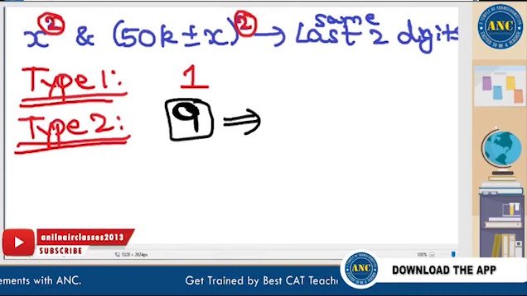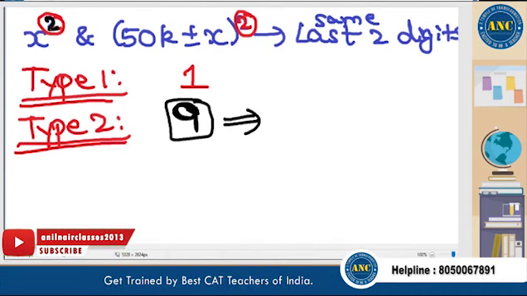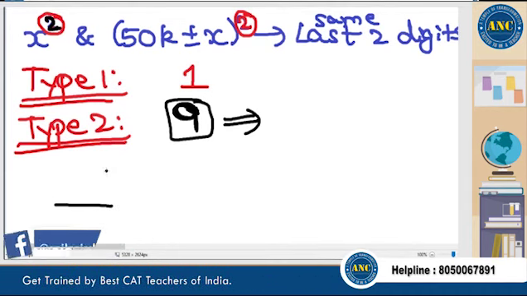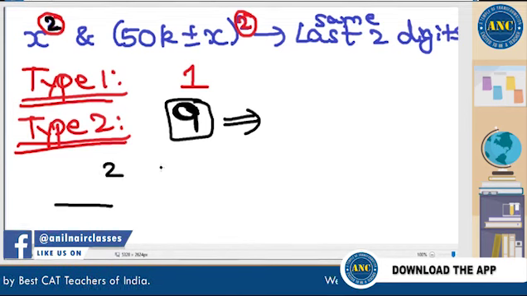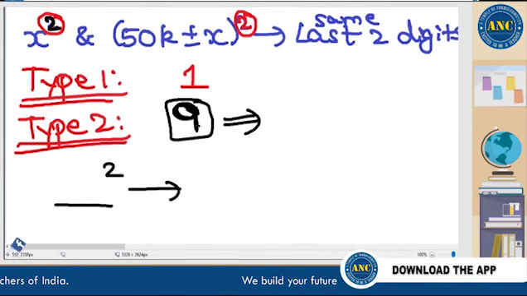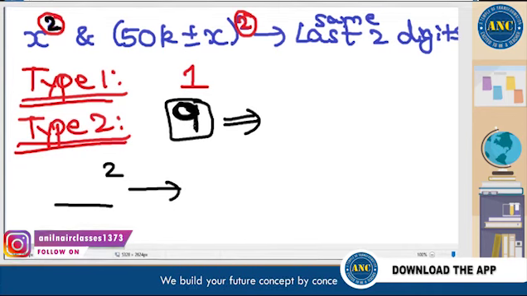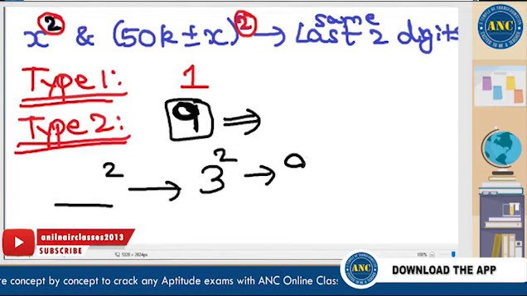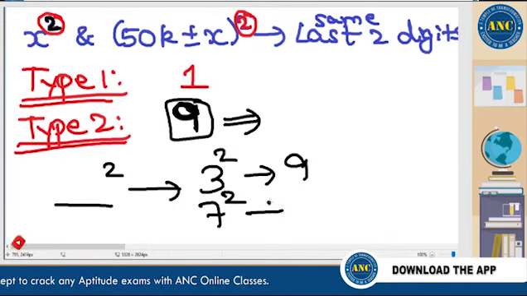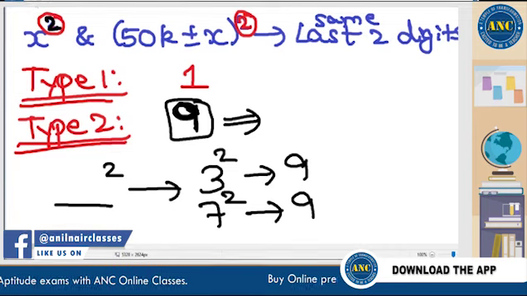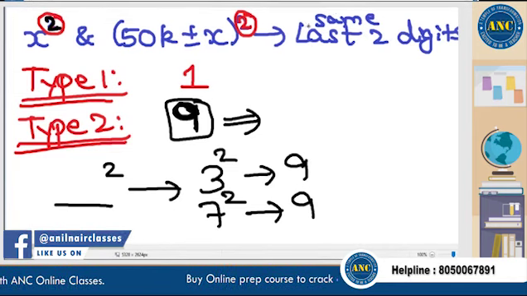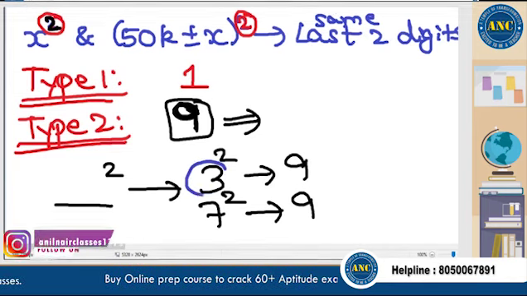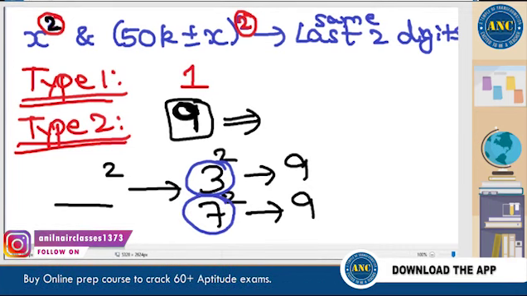Now think logically. The concept is x square. When I square some number, I should get the unit digit 9. Which number, when I square, will give the unit digit 9? 3 square gives the unit digit 9. 7 square also gives the unit digit 9. That means my heading of type 3 is nothing but when the unit digit is 3 or 7.